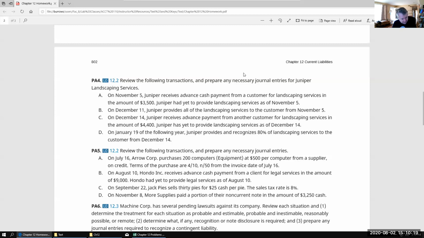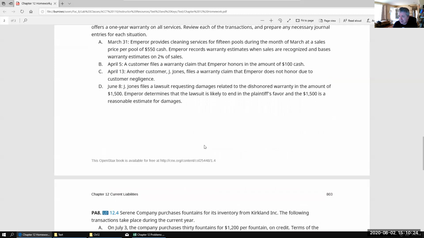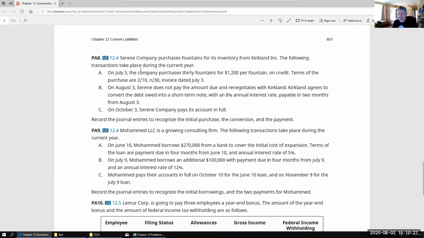The final one here is PA8, and this is another pretty straightforward one. It's just credit terms with some renegotiation, and then you pay the account in full. There are 3 journal entries. This is them buying it, for a payable. This is turning their payable into a note, and then this is them paying off the note.